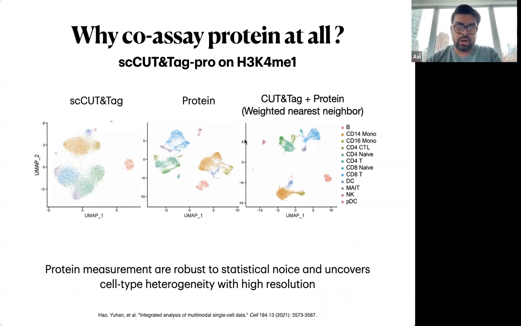So here I'm showing the unsupervised UMAP clustering of the H3K4 monomethylation dataset, where the cell type resolution of the single cell cut and tag data alone is not very high, while protein-based clustering in the middle shows very high cell type resolution, which is very useful for sparse data so that we can group similar cells together and boost the histone modification signal compared to the background. As we show on the right as well, the weighted nearest neighbor analysis, which uses the information from both technologies, defines a combined clustering. And as you can see, there are multiple cell type annotations which we can learn from this dataset alone.